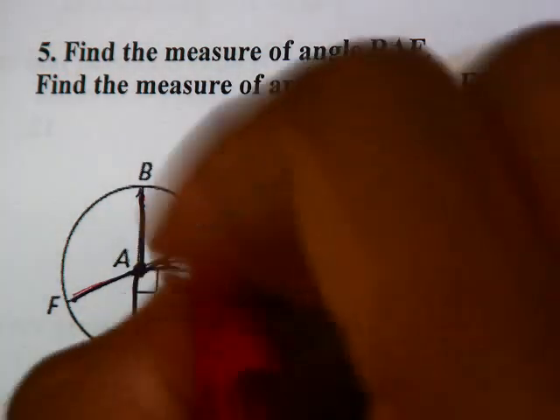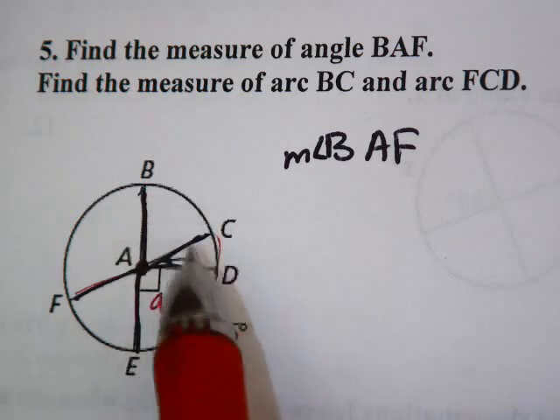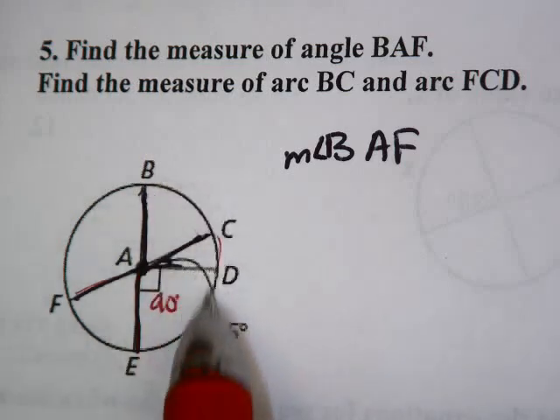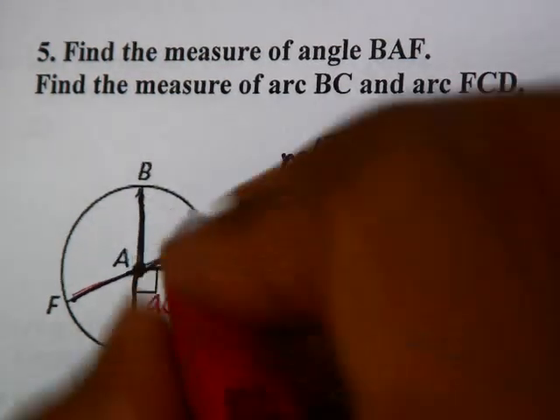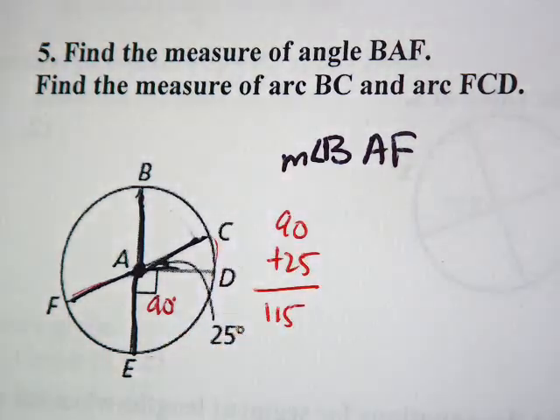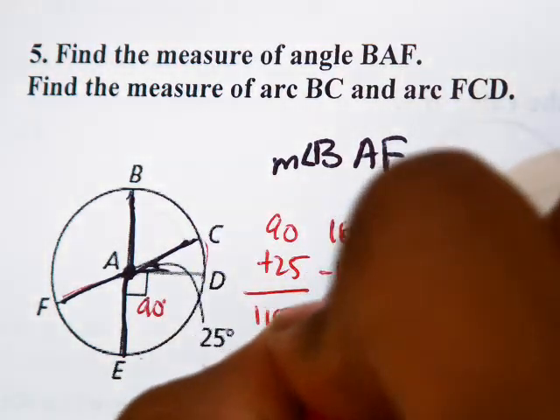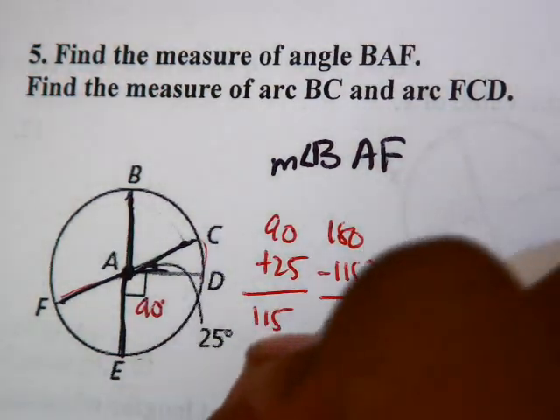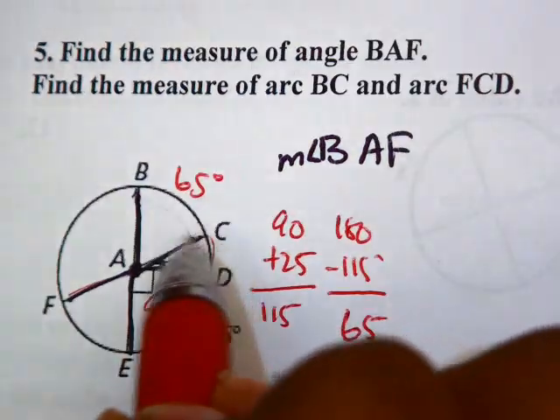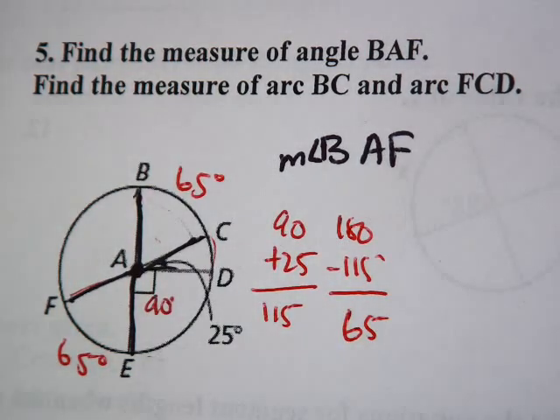So clearly this is 90 degrees. This is 25, because they just told me there. So here gets formed a straight line. That's half a circle, so that's 180 degrees. If I take 90 plus the 25, that's 115. And if I take that from 180, from this half circle that's here, that's going to be 65. So this arc is 65 degrees. These are vertical angles here, so this arc is 65 degrees.